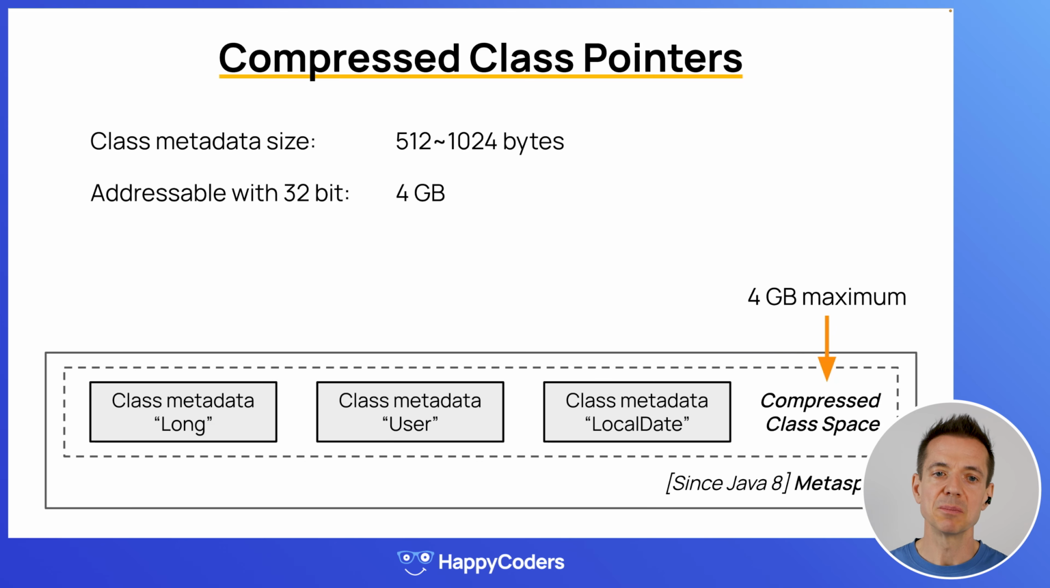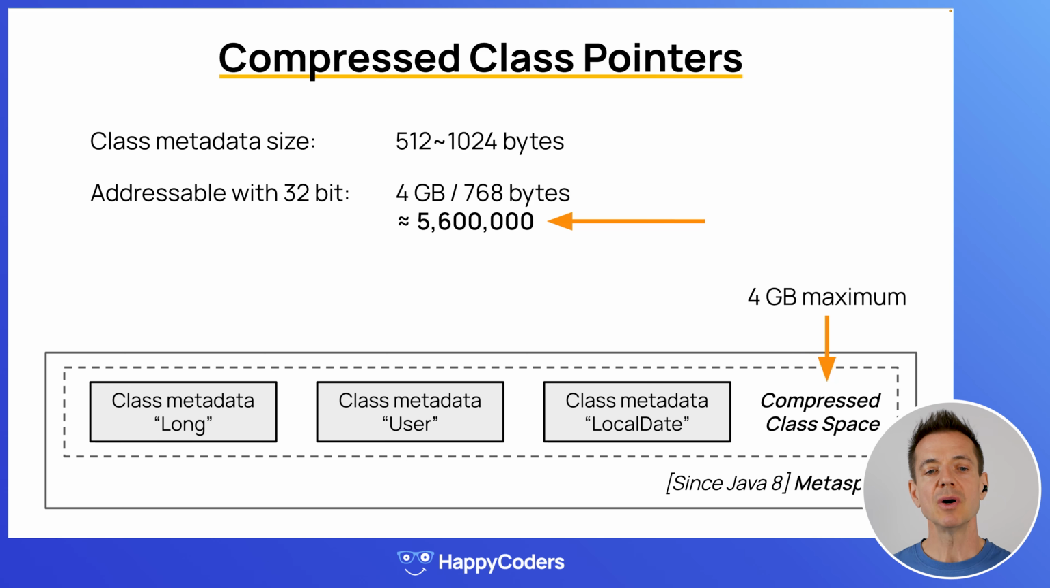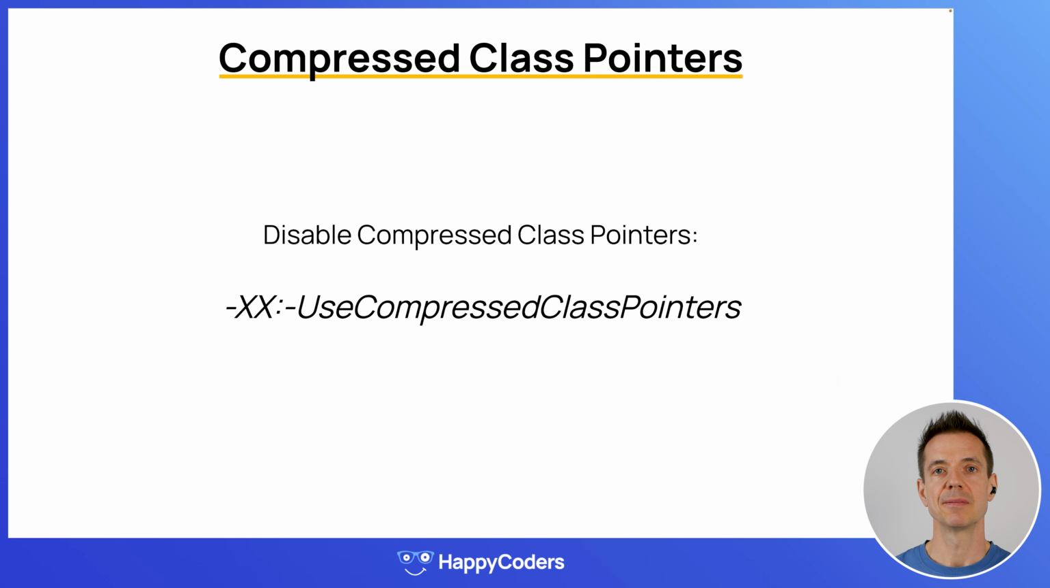Here again is the previous illustration. And the compressed class space, which is at most 4 gigabytes, now holds approximately 5.6 million classes. That's significantly less than 24 quadrillion, but even large applications rarely load more than 100,000 classes. And that's why compressed class pointers are enabled by default, and there's simply no reason to disable them.